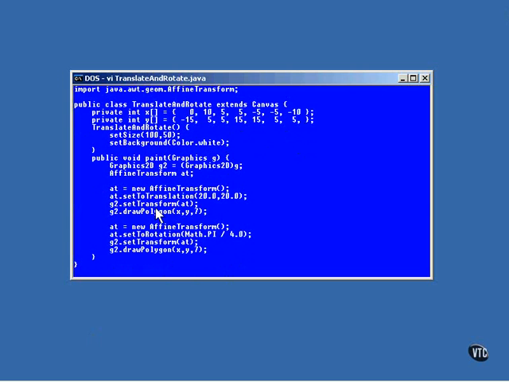The affine transform is then set into the graphics 2D object before the figure is drawn. Here, a new affine transform object is created, and this one is set to rotate by 45 degrees. The angle is actually specified in radians, so 45 degrees is written as pi over 4. Here's the output.